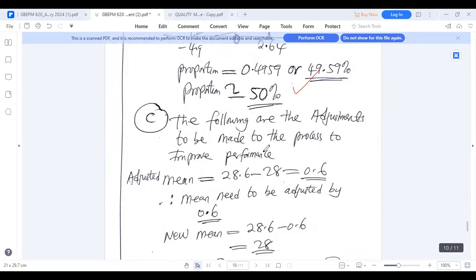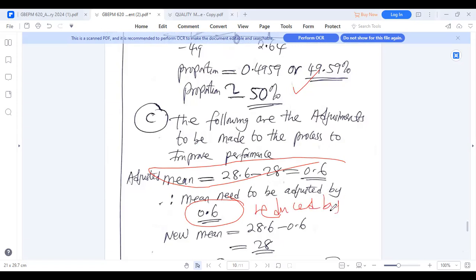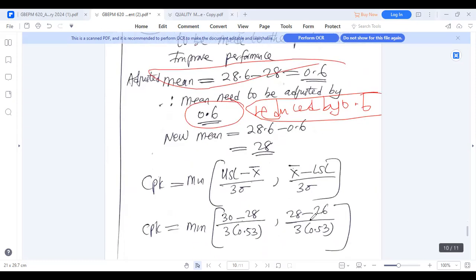And then the adjustment, meaning that the mean should be adjusted by 0.5 or reduced by 0.6. So the mean should be reduced by 0.6.